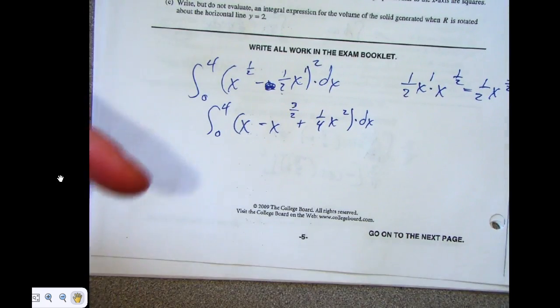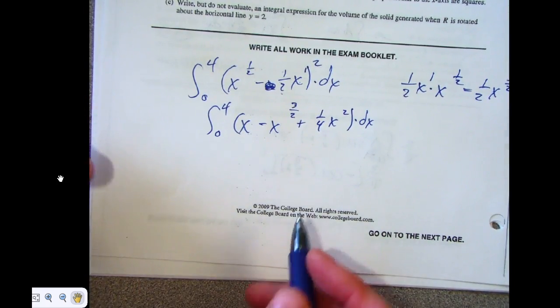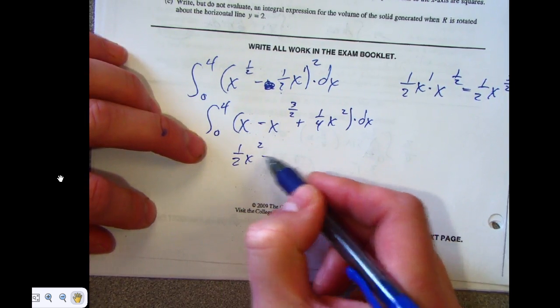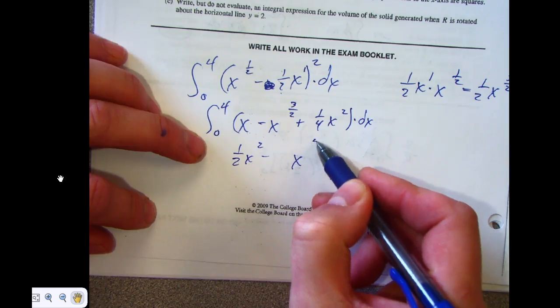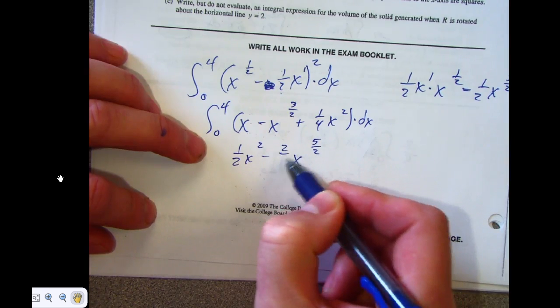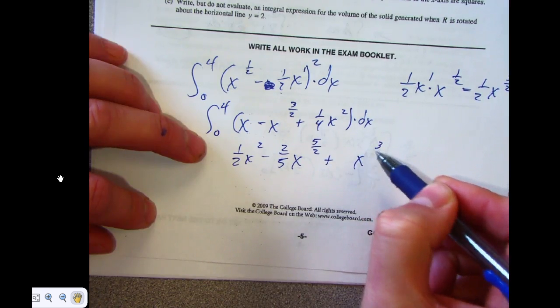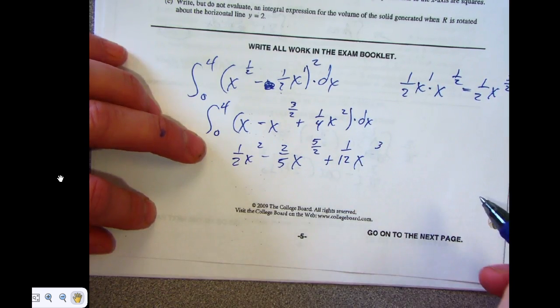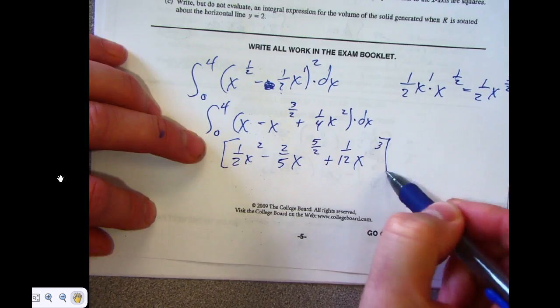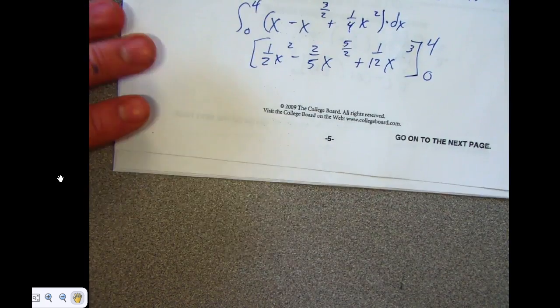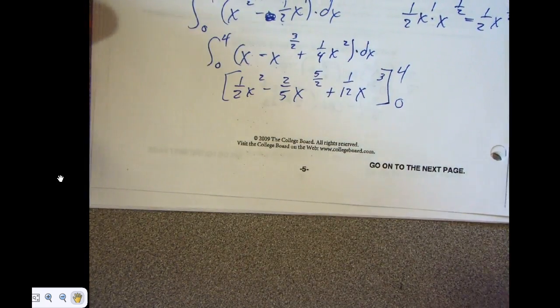That's probably the hardest part of the problem, just squaring it. But now I have to work it out, so I'm going to integrate the 1/2 x squared. Add 1 to this power would give me 5 halves, multiplied by the reciprocal is 2/5. Add 1 to the power here is 3, multiplied by the reciprocal, so 1/12. From 0 to 4. We're really going to take advantage of that. We don't have to simplify here.